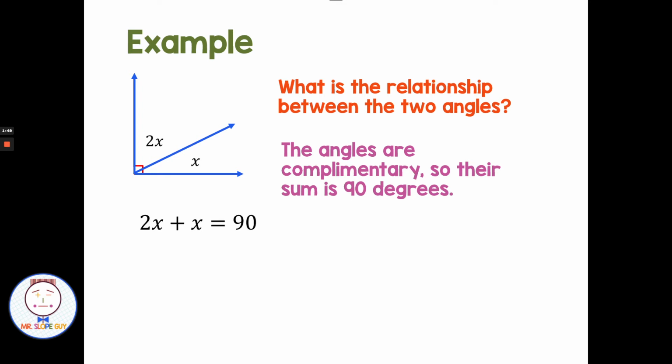Since the two angles together add up to 90, then we can just solve for x. Combine like terms, divide both sides by 3, and I get x is 30. So that is the solving the equation part.